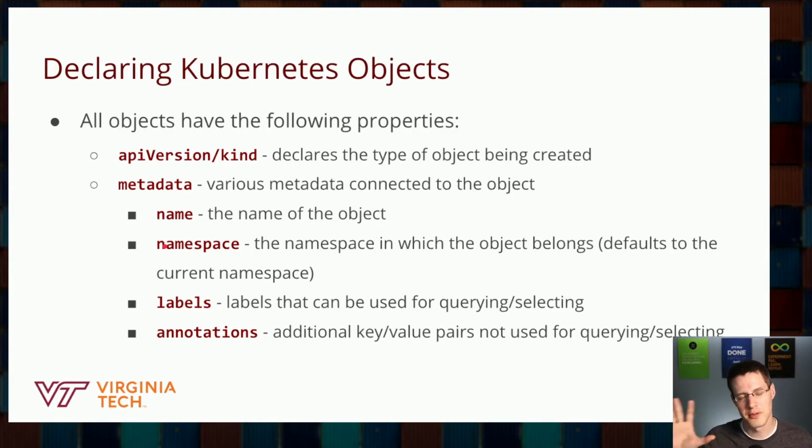And again, we'll talk about namespaces in a future lecture, but by default, it's just going to use your current namespace. Labels and annotations, we'll again talk a little bit more about next week, but labels and annotations allow us to attach additional metadata to the objects that we create. And there's differences for when you would use labels versus annotations. And again, we'll start that discussion next week, and then revisit it quite a few times throughout the semester.